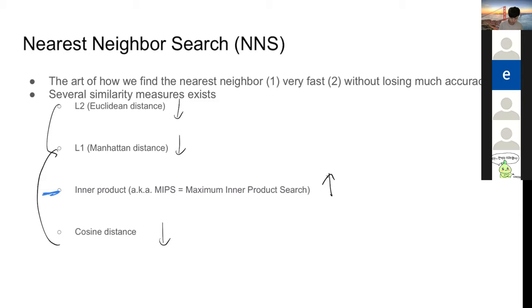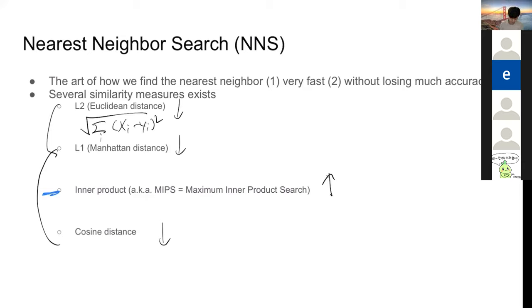So what is L2? Well, if you have two vectors, L2 is simply the square root of the summation of (xi minus yi) squared. Simple, right? It's just a very normal Euclidean distance.